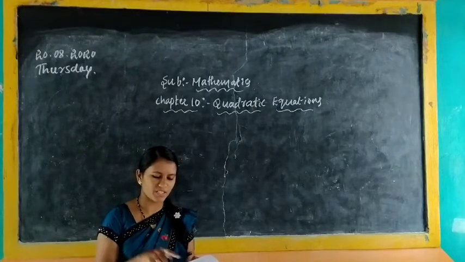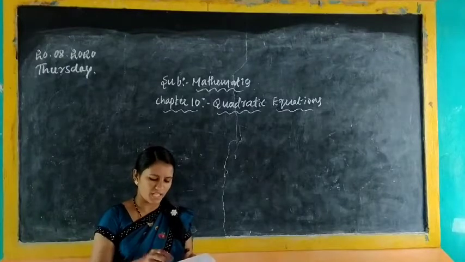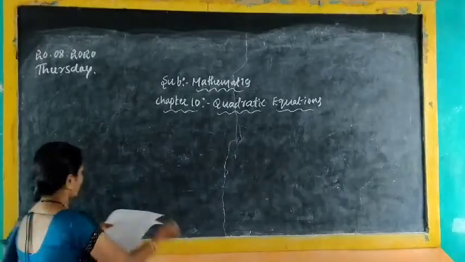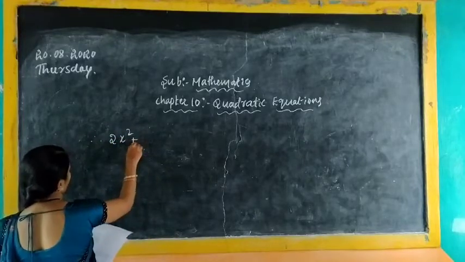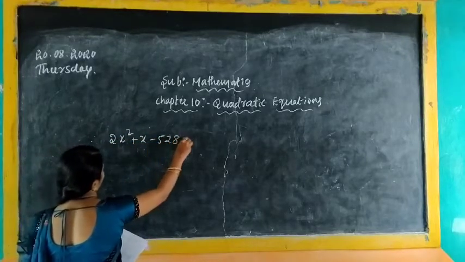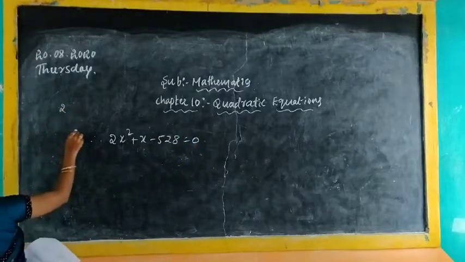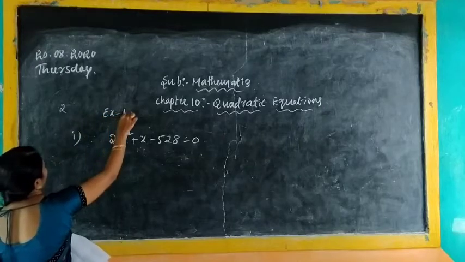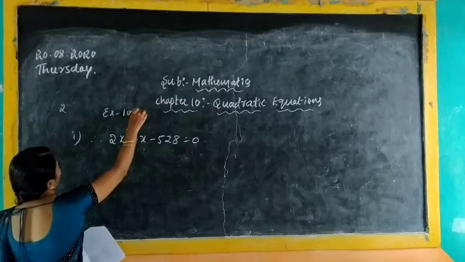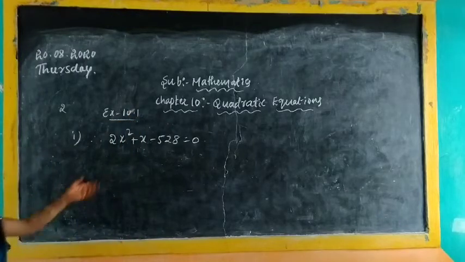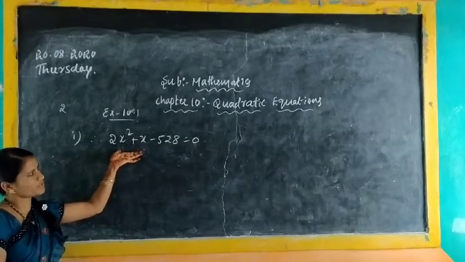But here, they said only to represent it in the form of a quadratic equation. So I said you only write it up to 2x square plus x minus 528 is equal to 0. In that first one, up to here you got it; if they ask for 2 marks, you should leave it at this much only.